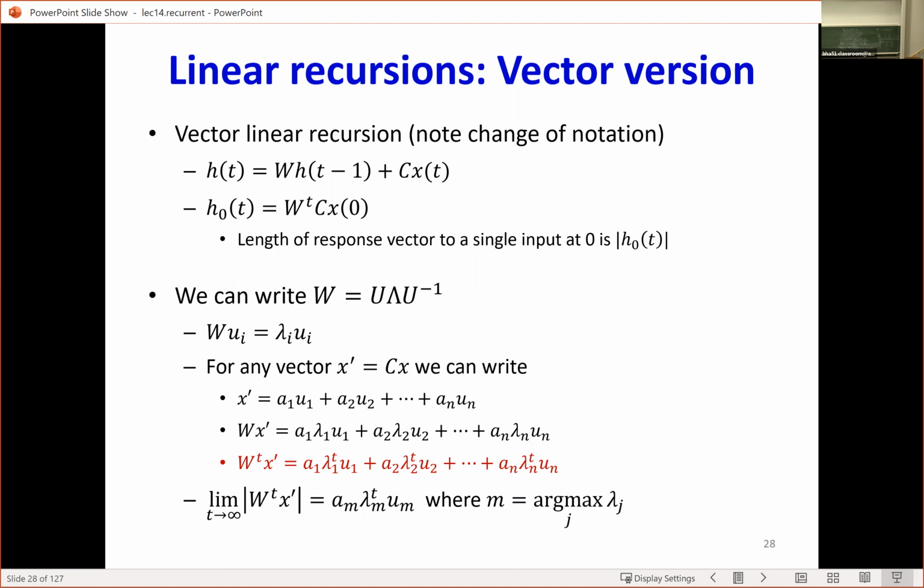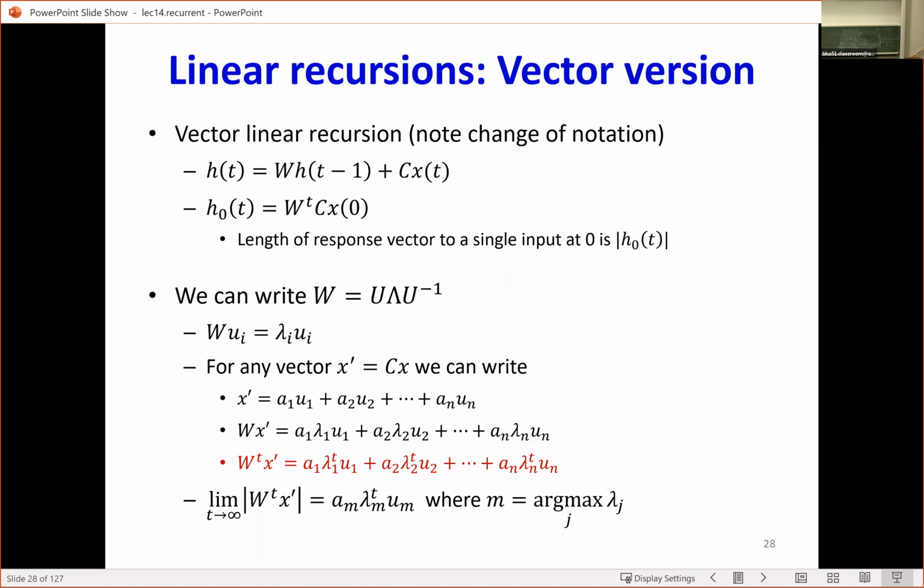W raised to t times the vector x simply becomes a factor a times the corresponding eigenvalue raised to t times the corresponding eigenvector, for each of these. Now, this is an exponentiation with time, right? If I have two eigenvalues which are just slightly apart, what will happen to the gap between them as t increases? It's going to keep increasing, right? In the end, eventually, what will remain?